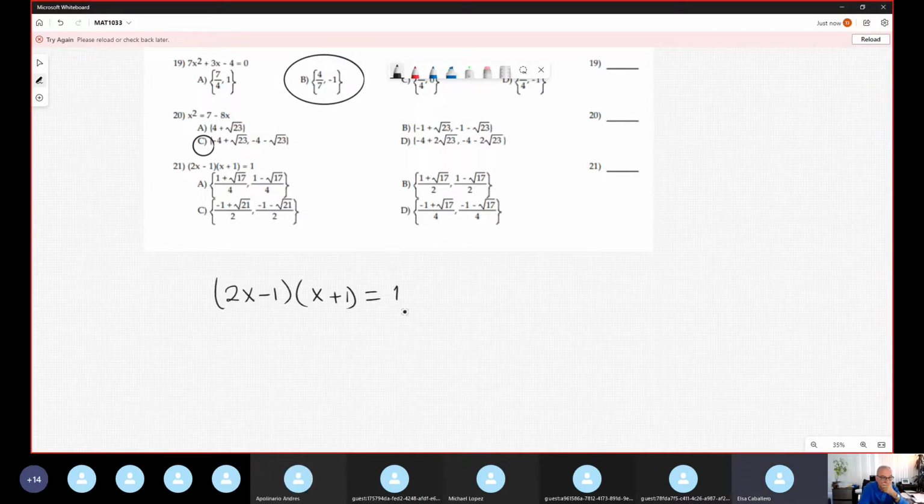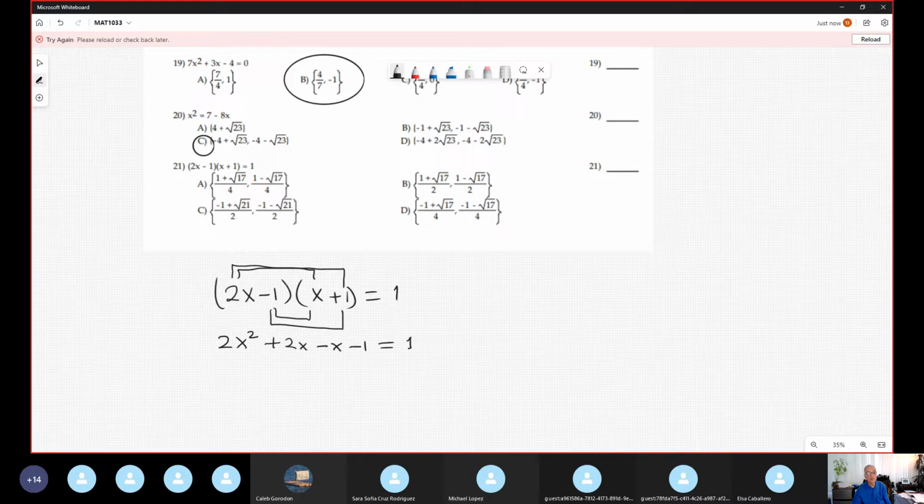You need to multiply first. Exactly. Both terms. It's a binomial. Therefore, you FOIL this binomial. Multiply, FOIL. 2x squared. Okay. Outer is 2x. Inner is minus x. And last is negative 1. Equal 1. At least you see that it's quadratic. Look at that. These two identifications are clear. Wow, it's quadratic.